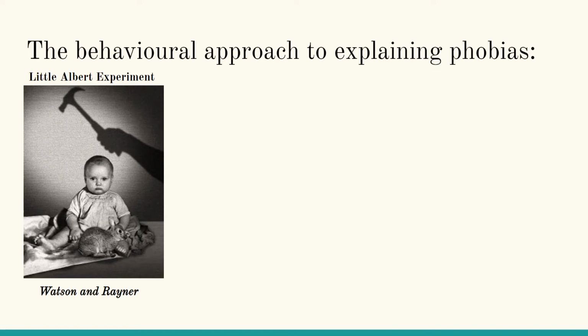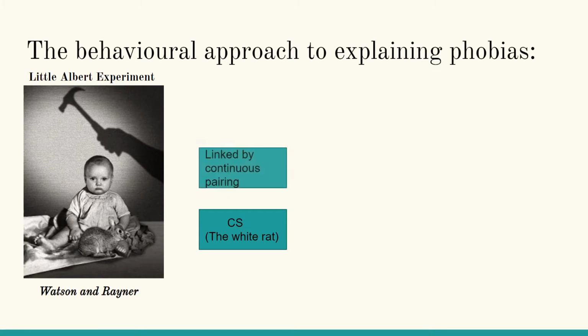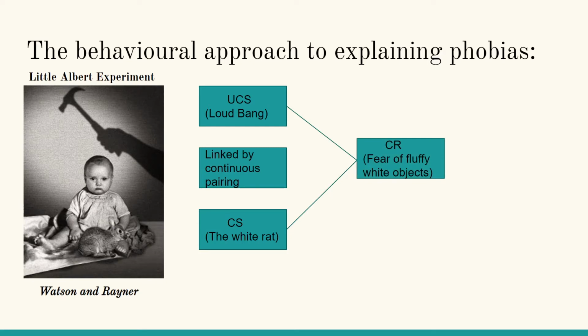Once upon a time, little Albert, the poor baby used in this experiment, was exposed to a white rat. Upon exposure to the white rat, a loud bang would occur, which produced an unconditioned response of fear in little Albert. Through several repetitions of the white rat, a conditioned stimulus, being continuously paired with the loud bang, an unconditioned stimulus, a conditioned response of fear was made. Little Albert didn't just have a fear of white rats. This fear generalized to any object that was white and fluffy. This shows part 1 of Mowrer's theory that phobias are acquired through classical conditioning.